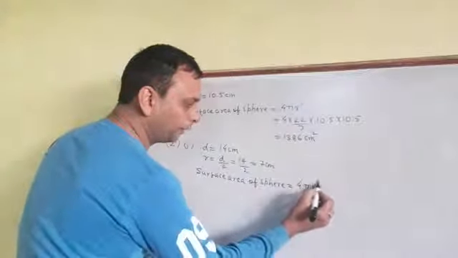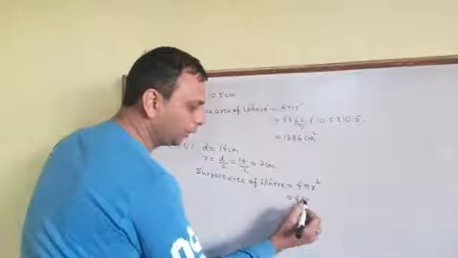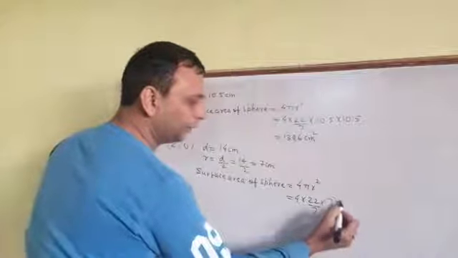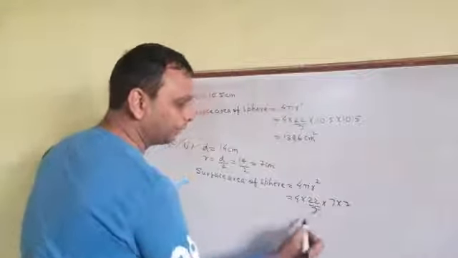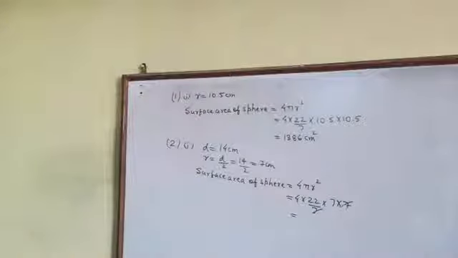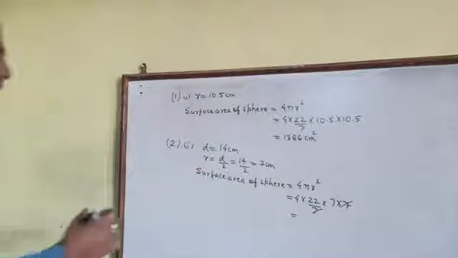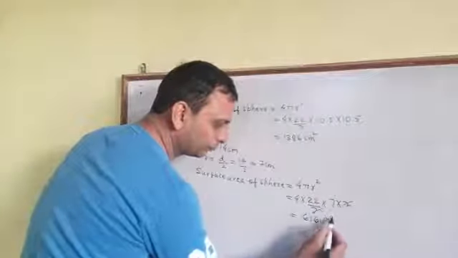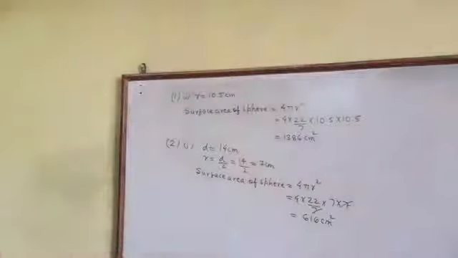Four pi r square. 4 pi, the value is 22 upon 7. r is 7 multiplied by 7. 7 will cancel with the 7. 4 into 22 is 88. 88 multiplied by 7 is 616 centimeter square. 616 centimeter square. Now this completes question number 2.